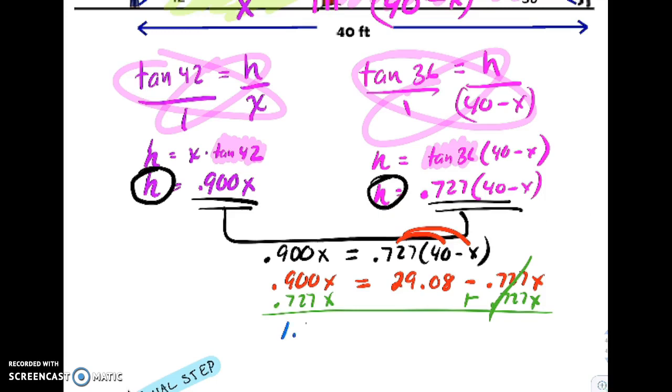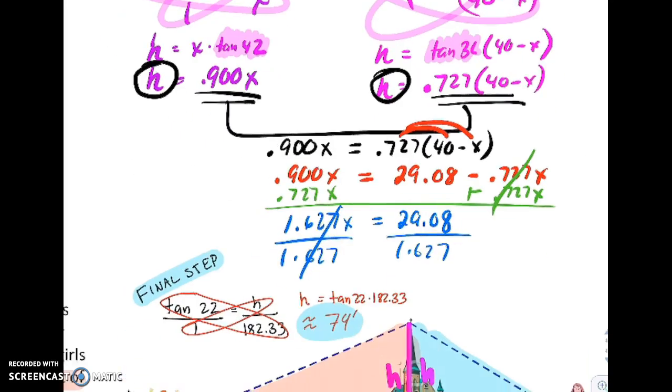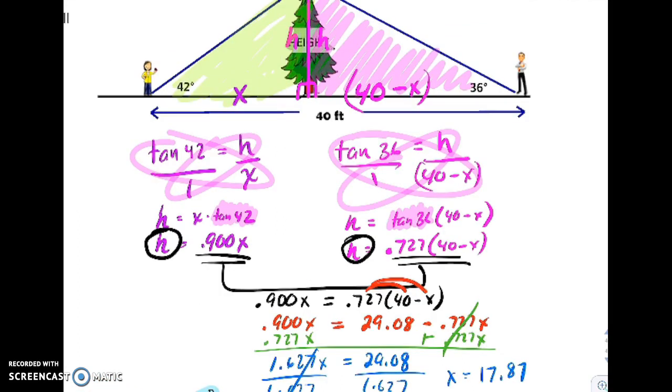I have 1.627x equals 29.08. Divide both sides by 1.627, and I have 17.87. Okay, now believe it or not, we're not done.